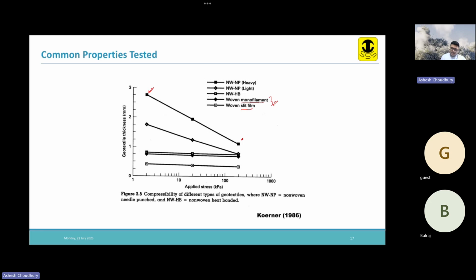Non-woven needle punched geotextiles are obviously more compressible. And if you have a look here, the woven geotextile and the non-woven heat bonded geotextile are less compressible. With increase in the applied stress, the thickness does not change that much. All right, so these are less compressible.